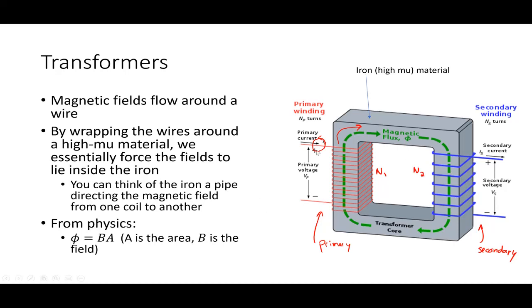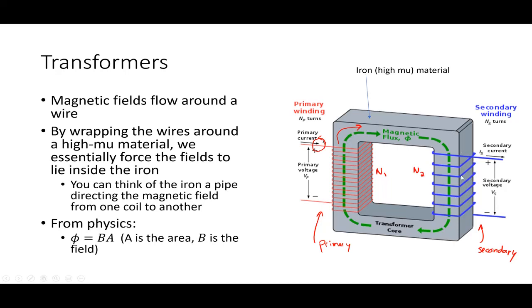Now, in general, we talk about the magnetic flux. And you may remember from physics that flux, phi, is equal to the magnetic field times the area, where A is the cross-sectional area of this core. We're not going to worry about that too much. I'm just going to say that flux is the total amount of magnetic field passing through this core of the transformer. So the goal is to wrap a bunch of turns around this core, and that set of turns is going to take its magnetic field and direct it into this other coil.